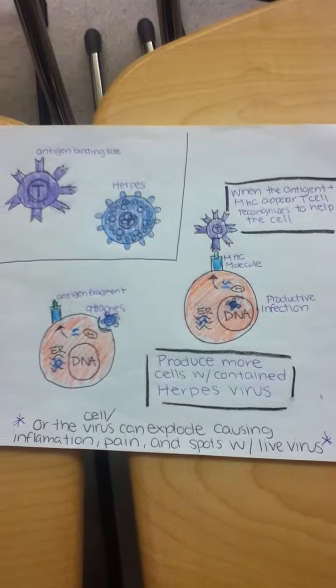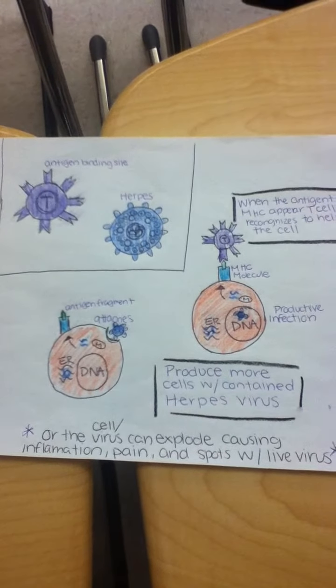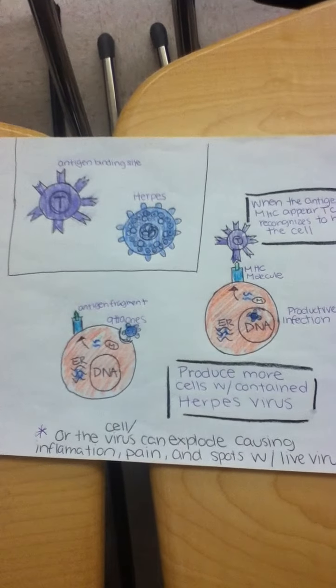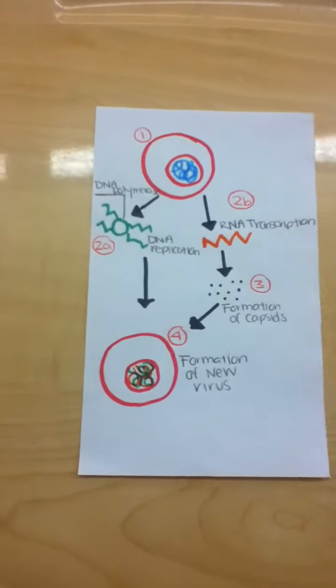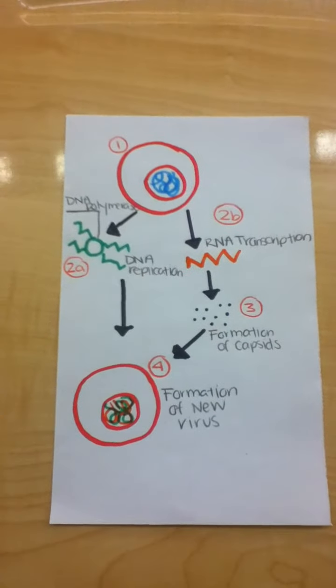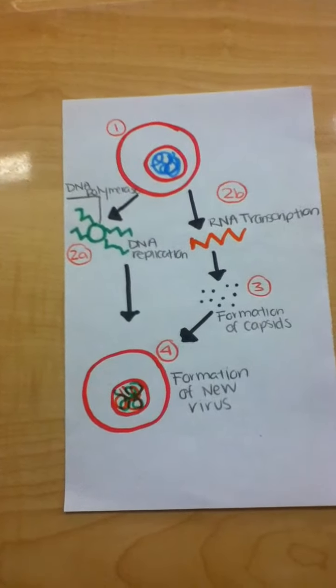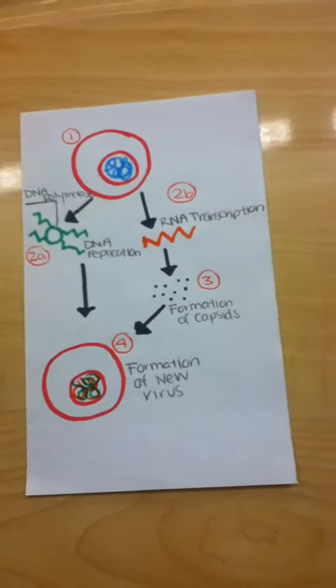Later, it attaches itself to the molecule. This helps the virus produce more of the herpes virus. The worst case is when the cell bursts and it causes inflammation, pain, and spots with live virus. Herpes multiplies by transcription, genome replication, and capsid formation. It occurs in the nucleus of the host cell.